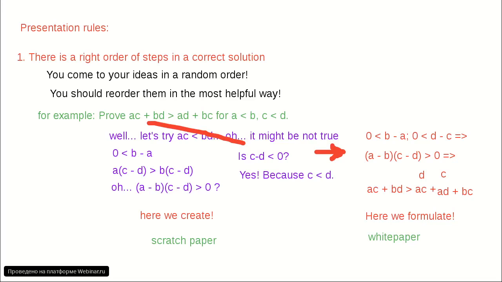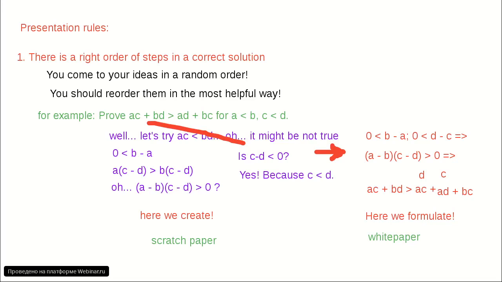So use the correct order, and oftentimes the correct order is exactly the opposite order than it was on the scratch paper. But usually it's a bit more twisted. So some statements go in the right order, some statements go in the opposite order, and you should just prepare it well when you transfer it to your white paper.